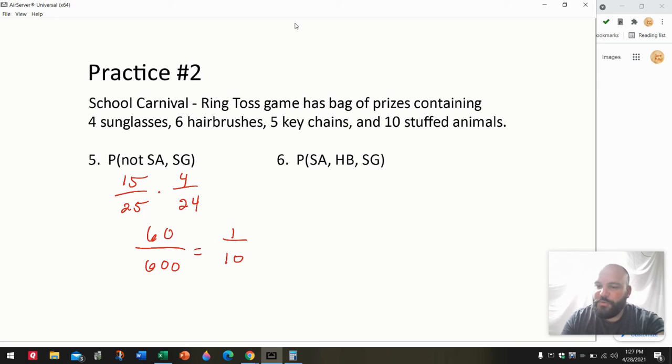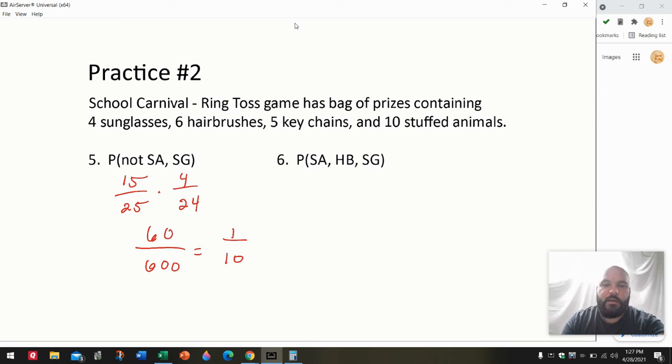So the last one I'm going to show you is actually a compound event where there are 3 picks that happen. And so they want to know what the probability is of first picking a stuffed animal, and then picking a hairbrush, and then lastly, picking a pair of sunglasses. So because we're picking in a row from the same group, you're going to see why these are called dependent probabilities, because the first pick affects how many you're picking from the second time, and the second pick and the first pick affect how many you're picking from for the third pick.